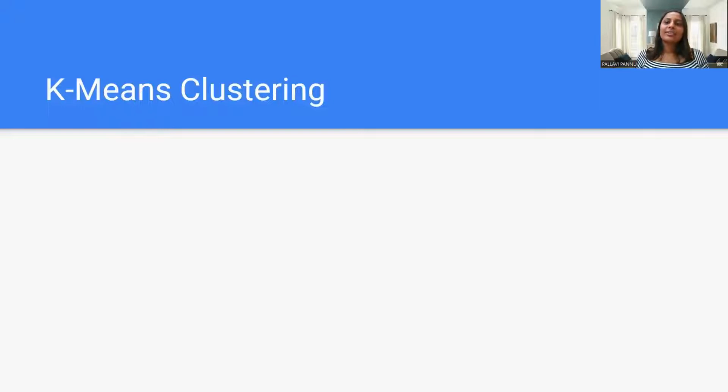Next is one of the most important algorithms. People ask about it in ML interviews also, that is k-means clustering. So what is K here? K is predefined and it denotes the number of clusters. So let's decode k-means one by one.